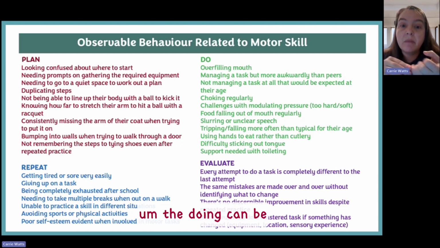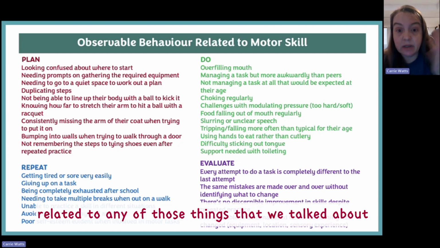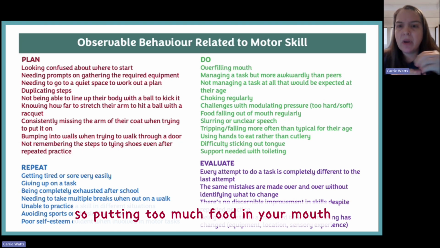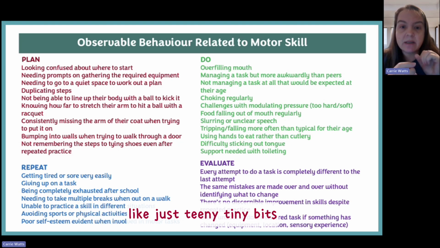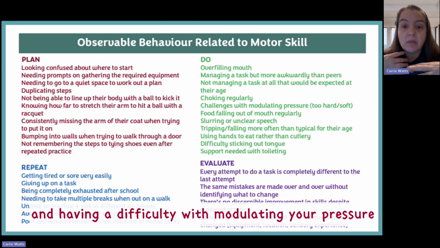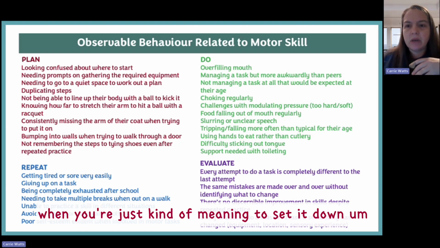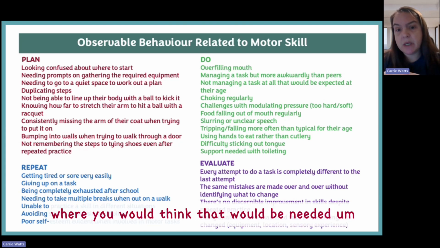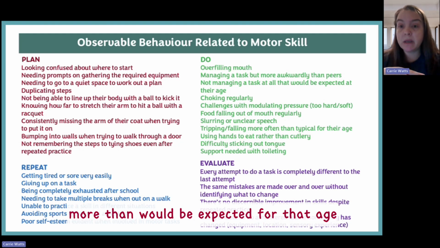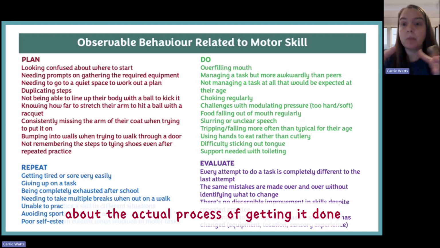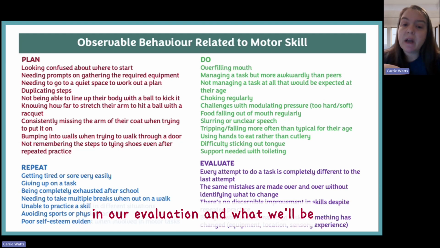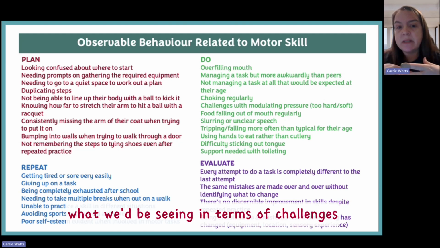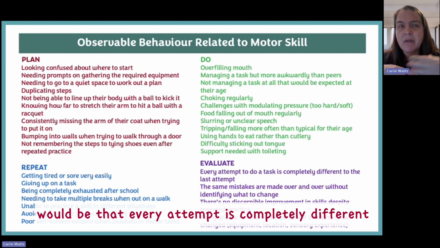The doing can be anything related to any of those things that we talked about. So putting too much food in your mouth, or not putting enough food in your mouth, just teeny tiny bits, choking regularly, having difficulty with modulating your pressure, so slamming glasses down when you're just meaning to set it down, slurring or unclear speech, support needed with toileting past the age where you would think that would be needed, tripping and falling more than would be expected for that age, all those kinds of things about the actual process of getting it done.